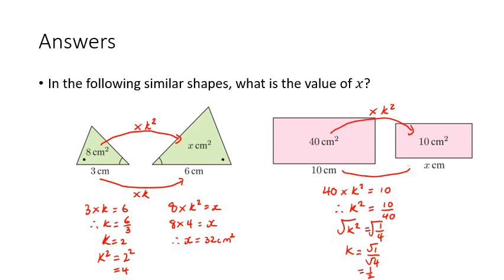Therefore, if I'm going to times 10 by k, that's going to give me x. I know k is 1/2, so 10 times 1/2 equals x. Now, when you times by 1/2, it's the same as dividing by 2. Therefore, x is going to equal 5 centimeters.